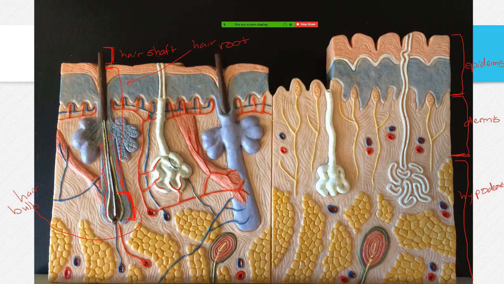Okay. So this purple structure, what is this purple structure called? I kind of mentioned it from here as well. If I were to point to the purple structure on this as well, same thing. This is going to be the hair follicle.